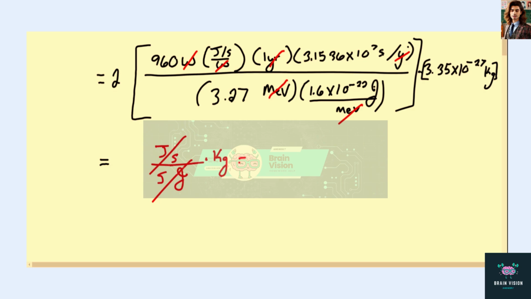Okay, so after we plug all that into our calculator, you should get 0.0038760 kilograms, or you can put this into grams, so this is your kilogram answer.